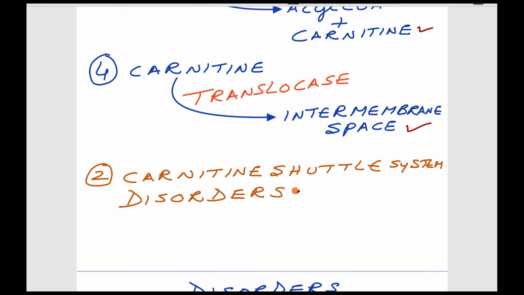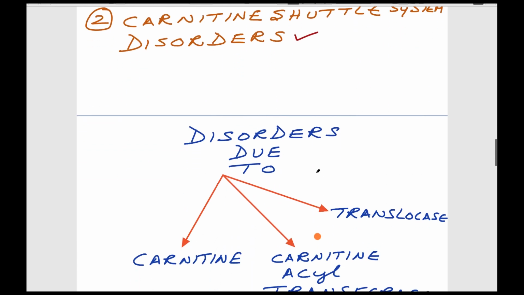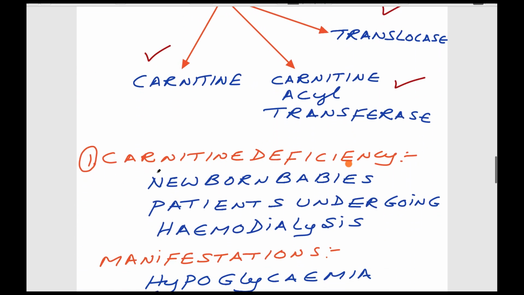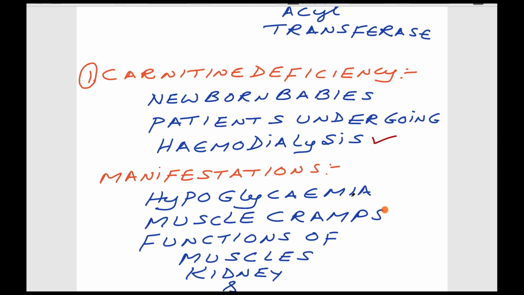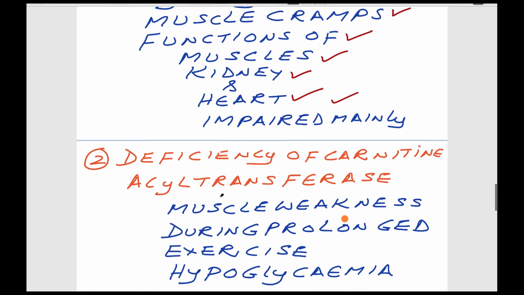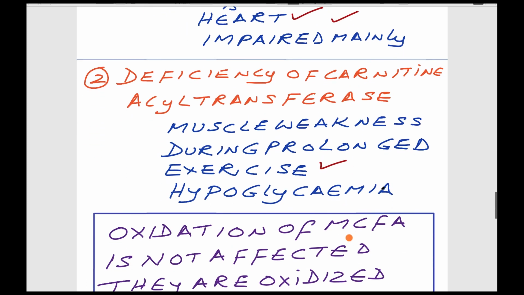Now, carnitine shuttle system disorders. The disorders are due to carnitine acyl transferase and translocase. First, let us take up carnitine deficiency. It is found in newborn babies, especially preterm babies, and also patients undergoing hemodialysis. The manifestations: hypoglycemia, muscle cramps, and the functions of muscles, kidney and heart are mainly impaired. Then deficiency of carnitine acyl transferase: muscle weakness during prolonged exercise, and also hypoglycemia.